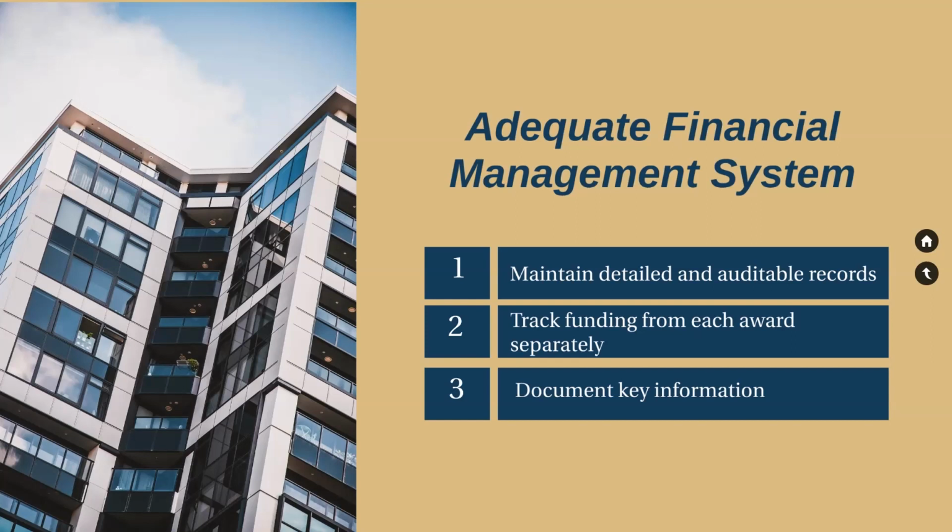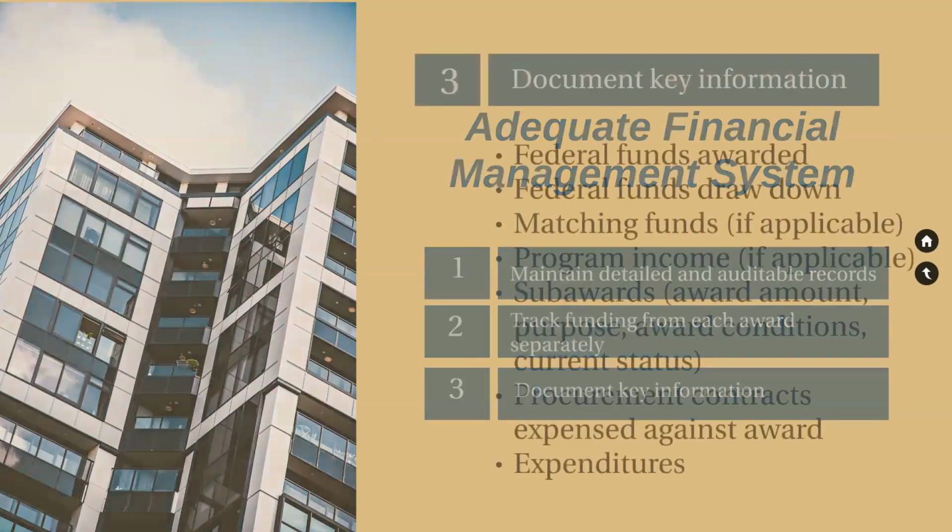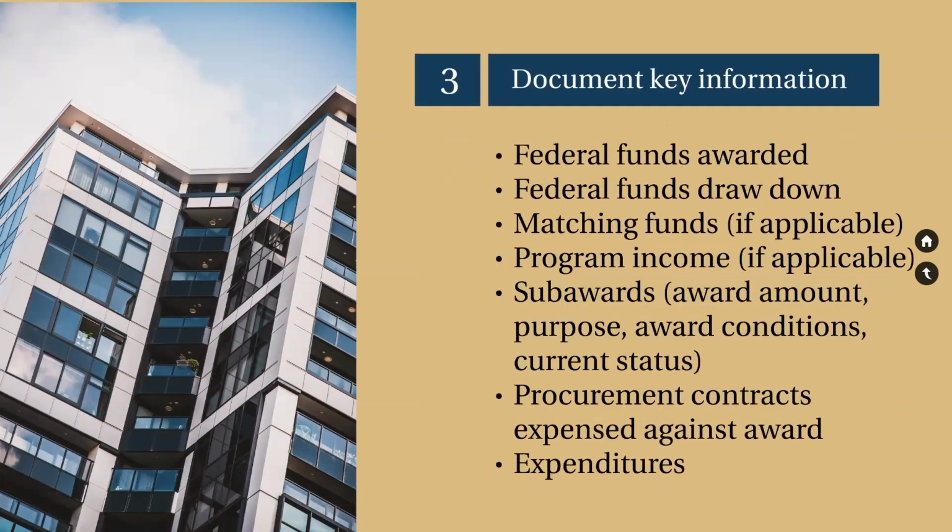This includes documenting the following information: federal funds awarded, federal funds drawn down, matching funds if applicable, program income if applicable, subawards including award amount, purpose, award conditions, and current status, procurement contracts expensed against the award, and lastly, expenditures.